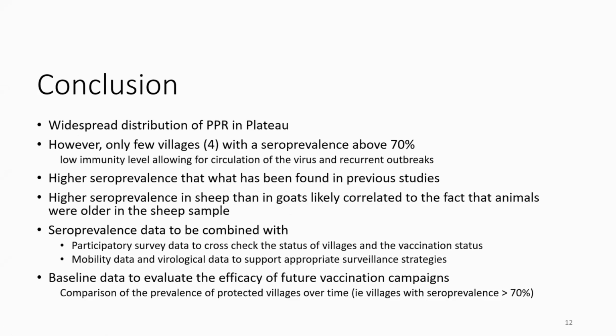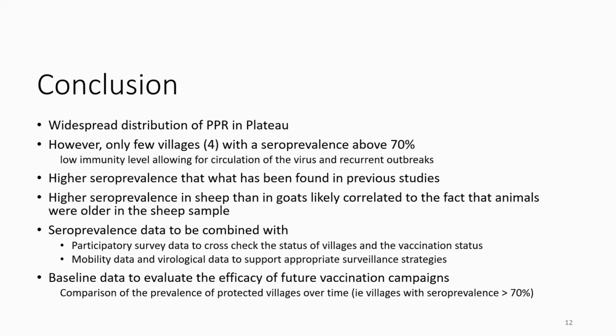This has drawn us to the following conclusion: in Plateau State, there is wide distribution of PPR, just like it has been discovered by other researchers. However, only a few villages, that's 5, have seroprevalence above 70%. This simply means that the other villages, with less than 60% seroprevalence, do not have enough to confer immunity to stop the spread and outbreaks. And that is why we still see outbreaks in Plateau State. There was also higher seroprevalence than what has been found in previous studies. This is so far the highest, just like I mentioned earlier.